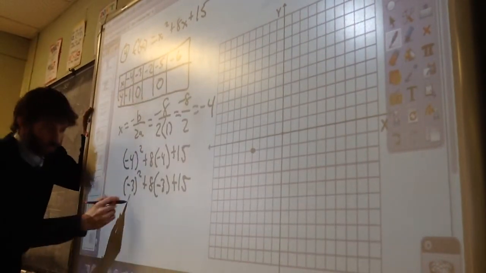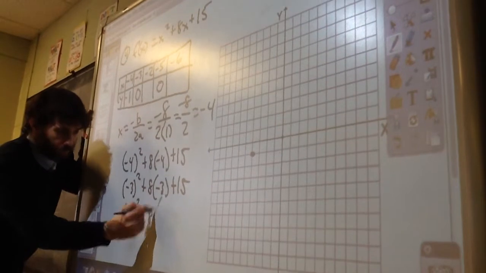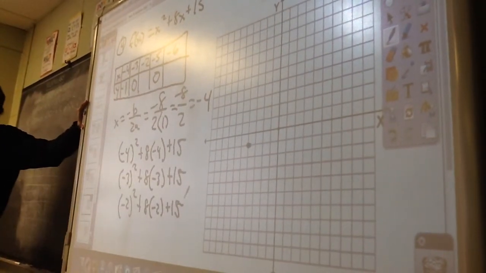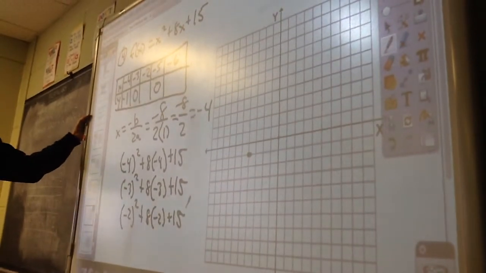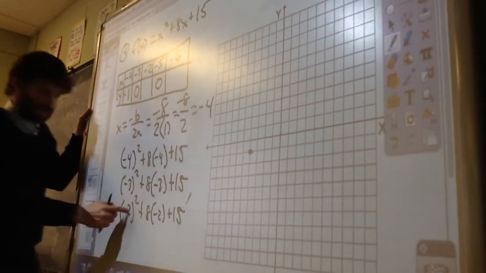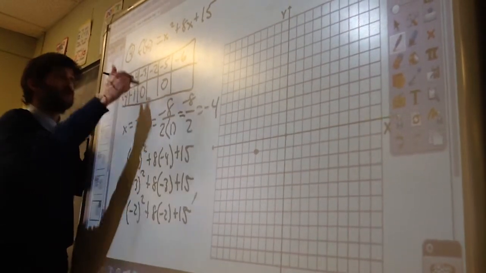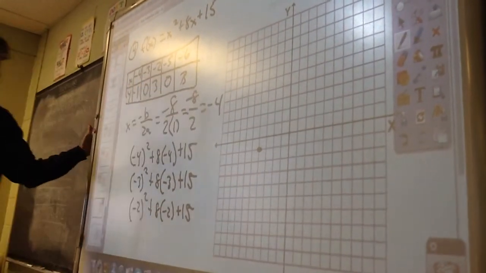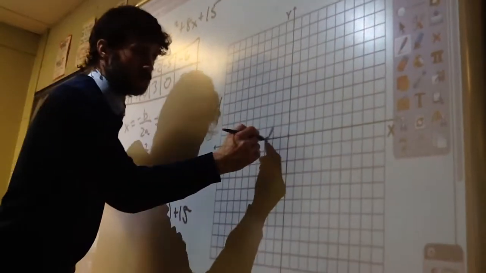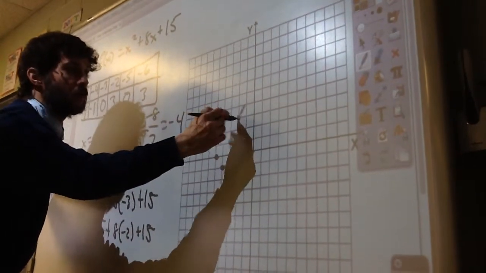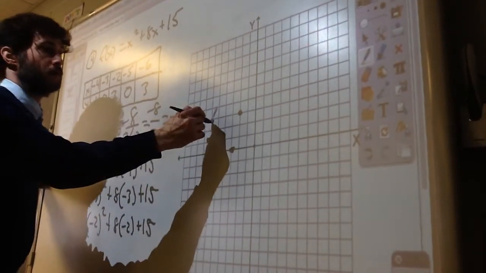All right, let's plug in -2. Make it a race. See if you can be the first person to get it. 3. So let me check you. So 4 plus, this would be -16, so it'd be -12, and 15 is 3. Very good. All right, so let's graph it. -3, 0, -5, 0, -2, 3, and -6, 3.